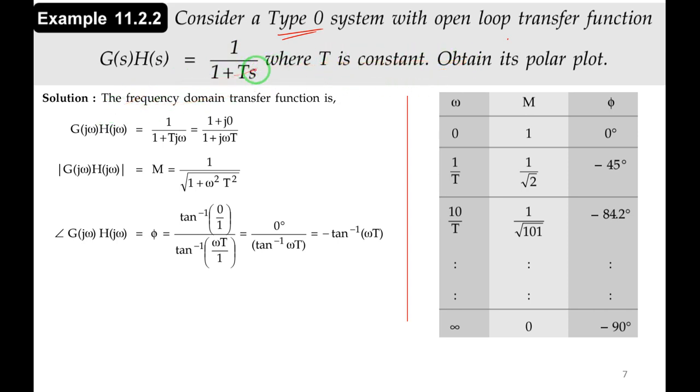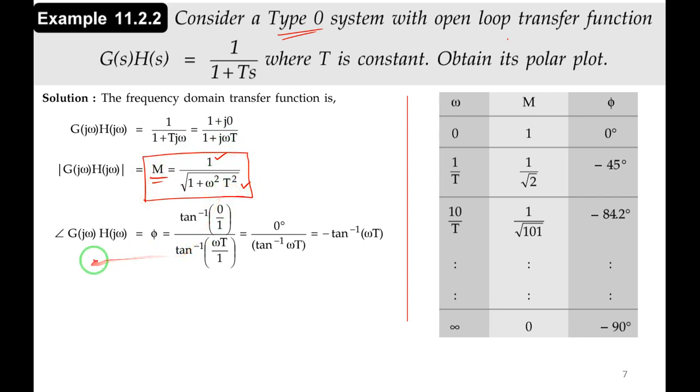Next, as usual, we will obtain the magnitude. Solution: replace s by j omega. So 1 plus Ts, where s is j omega, and express it in complex form. I can write 1 as 1 plus j0, and 1 plus j omega T. Then obtain the magnitude M, which is the magnitude of G of j omega into H of j omega. In the numerator, under root of 1 square plus 0 square is 1. In the denominator, under root of 1 square plus omega square T square. This is the magnitude.